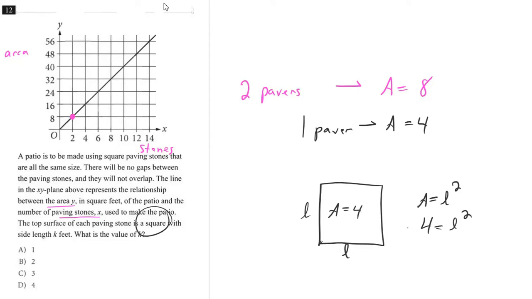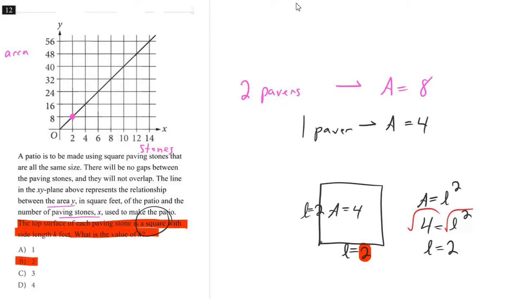Square root of both sides. If L squared equals 4, L equals 2. We just found out that the side length of one square is 2. And the question asks us: the top surface of each stone is a square with a side length of k. What's k? We just figured out the side length was 2, and so that's B for number 12.